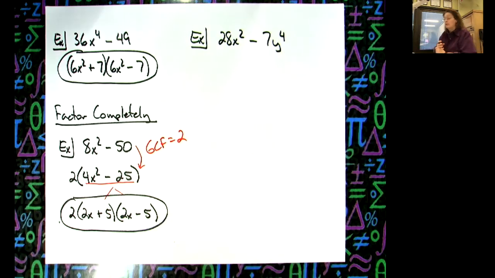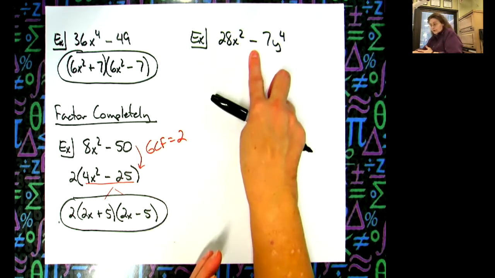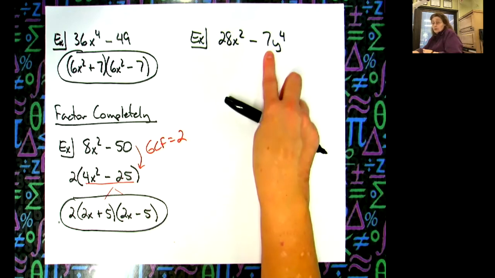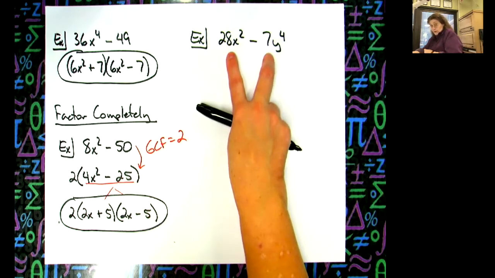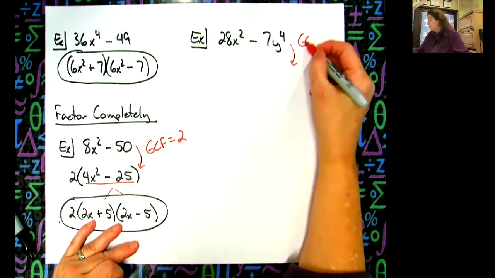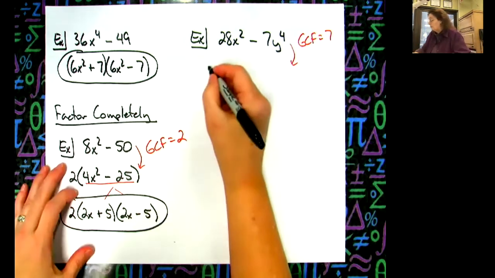Let's do y to the 4th. Nothing says I can't throw more than one letter in there. I have 2 terms. I do have a minus sign, so it's a difference. But 28 is not a perfect square, and 7 is not a perfect square. But can I take out a greatest common factor? 7 goes into 7, 7 goes into 28. So I can take out a greatest common factor of 7. Let's pull that out and see what we got.